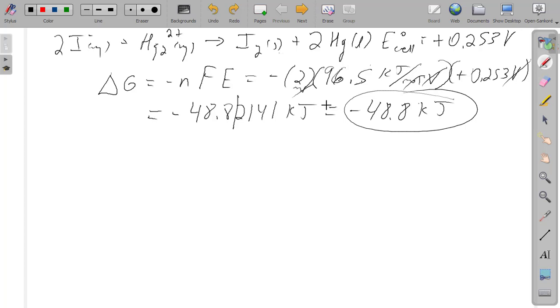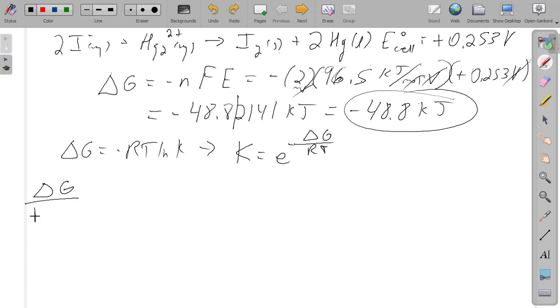Okay, so now using that, we can calculate K, because if we know that delta G equals minus RT ln K, then K equals e to the minus delta G over RT, right? And so let's break this out so that we have delta G over RT. That's going to be the negative 48.8 kilojoules over R, which again is going to be 0.008314 kilojoules per mole K. Remember that from earlier, times 298 K.